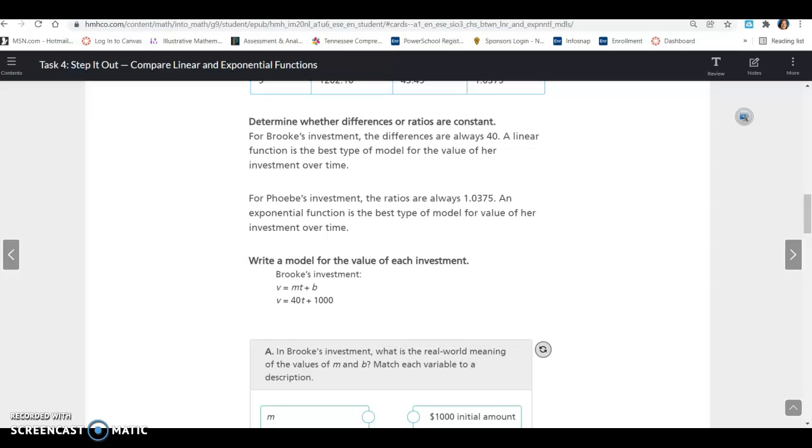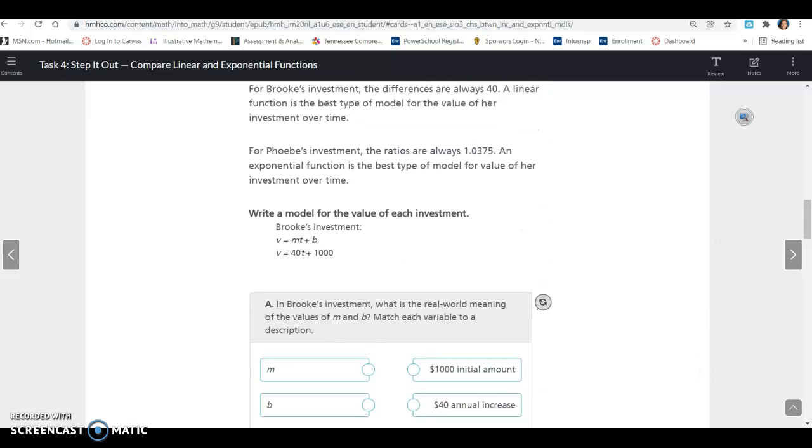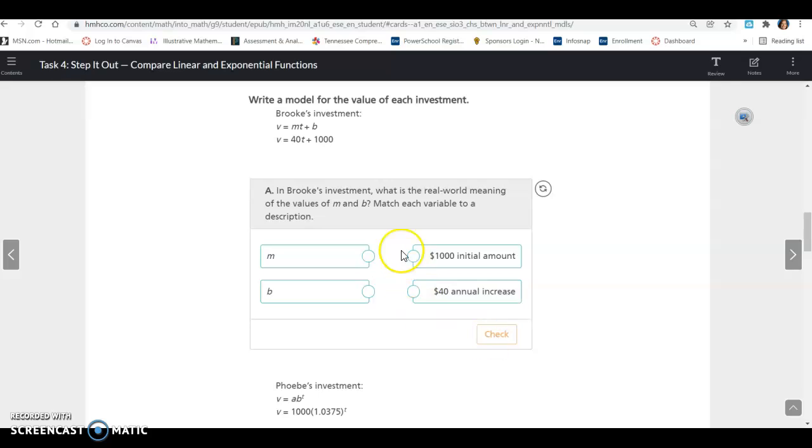So for Brooke's model, to write an equation for it, we're going to have V equals mt plus b. That's just a version of y equals mx plus b, where t is time and V is the value. And m is always your slope, and b is your y-intercept or your initial amount. It says, in Brooke's investment, what is the real-world meaning of the value of m and b? Match each variable to a description. So m, that's your slope. That means it increases by $40 annually, or each year. And b is your y-intercept or your initial amount. So you start with a $1,000 investment.